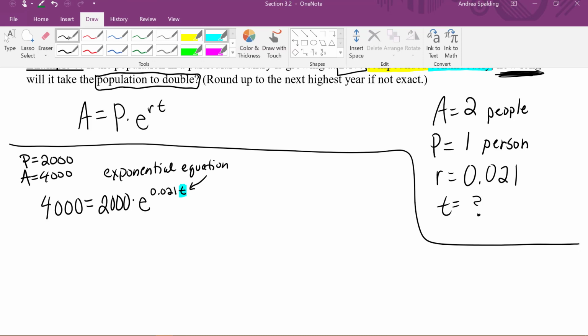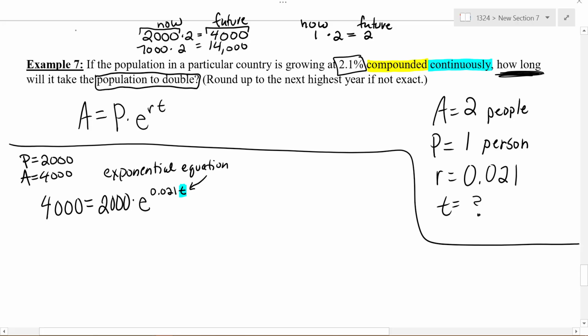When I'm solving an exponential equation, the first step is always to isolate the base. So what is the base for this exponent? The base for the exponent is e, and it's always only e. If you have e in your problem, the base is always e. So that means the number that's multiplied times e needs to move.